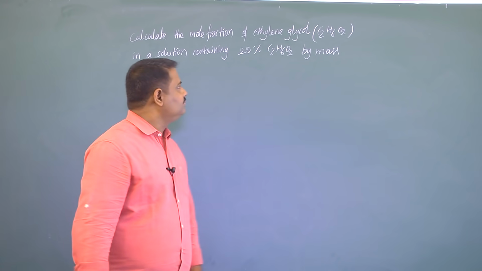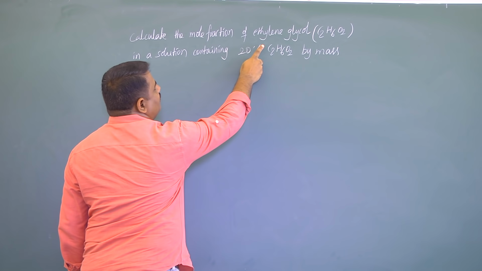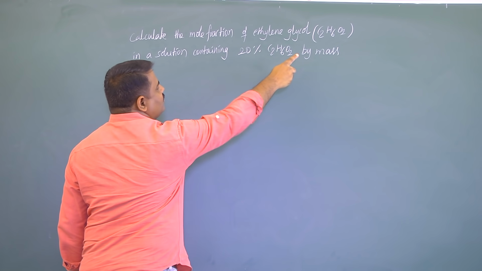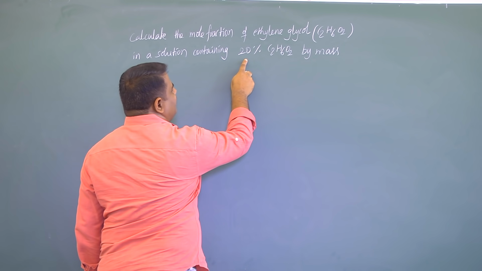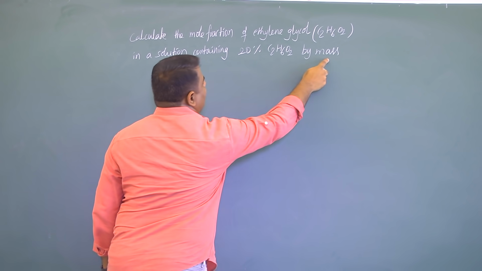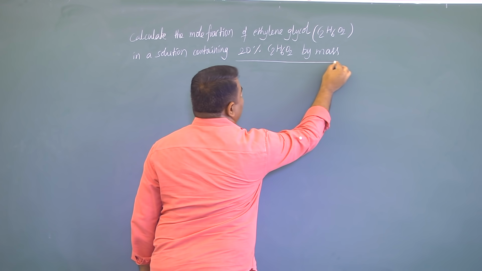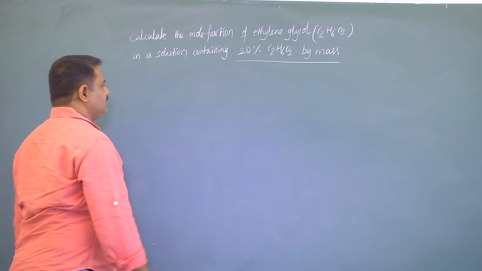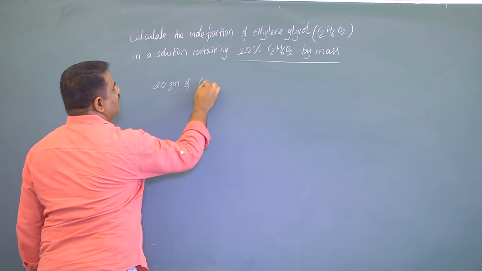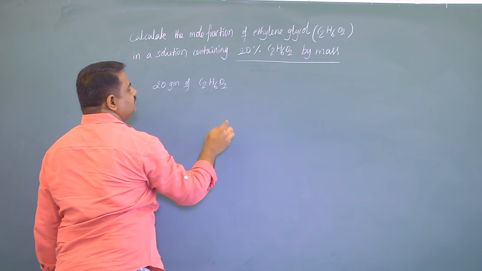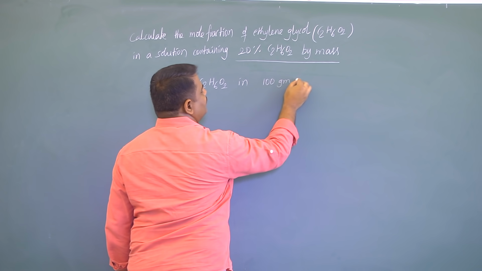Next problem is: calculate the mole fraction of ethylene glycol, formula C2H6O2, in a solution containing 20% ethylene glycol by mass. Now what is the meaning of 20% ethylene glycol by mass? Here, 20 grams of ethylene glycol is present in 100 grams of solution.